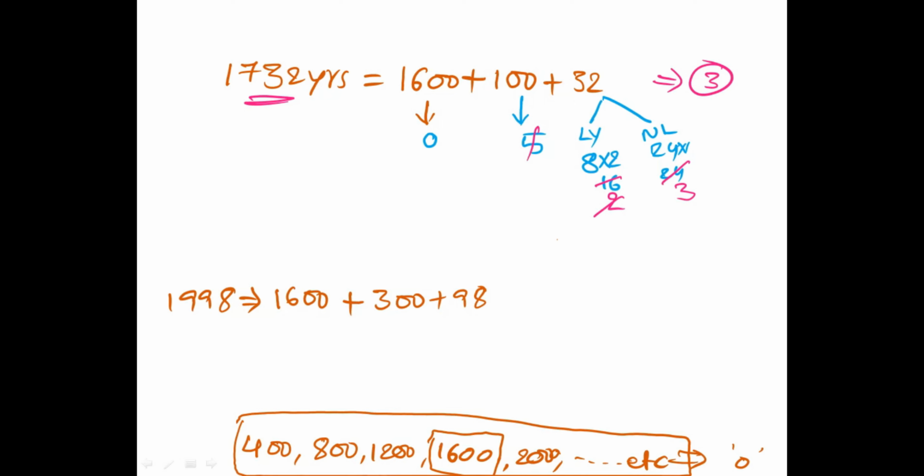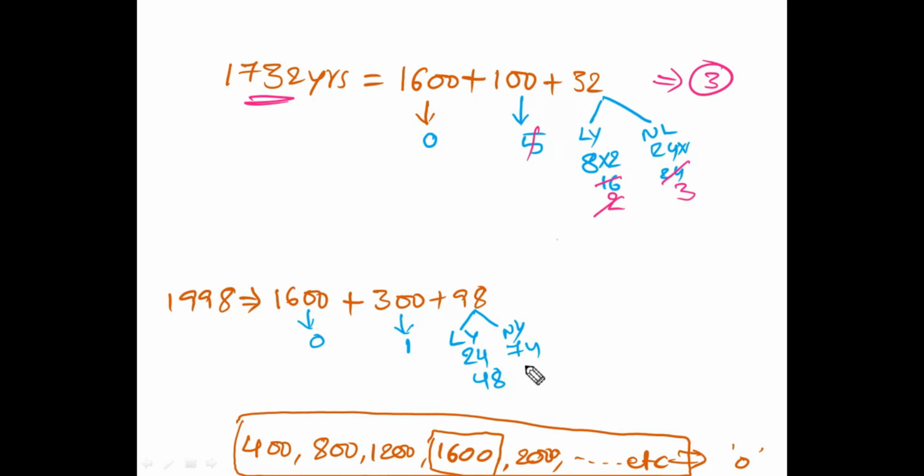Up to 1600 years, it is 0. 300 years, 15, and 15 means 1. And 98 we split into leap plus normal years. So in 98, how many leap years are there? Yes, 24 leap years. The remaining 74 are normal years. 24 twos are 48. 74 ones are 74 only.